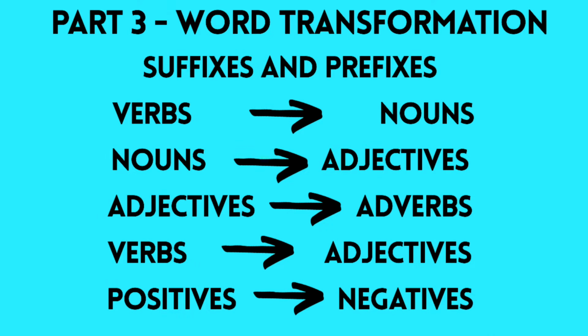Okay, let's go on to part 3 now. So part 3 is word transformation. So you have 8 words along the side of a text, and you need to change those words into different words but using the same root. So it's basically transforming the same word. So you need to study suffixes and prefixes to be able to transform verbs into nouns, for example, or nouns into adjectives, adjectives into adverbs, verbs into adjectives, and positives into negatives. So how to form the negative, what prefix do you need to form a negative? So again, this should be grammar that you know, but it will be useful revising it just to freshen it up for you before the exam.